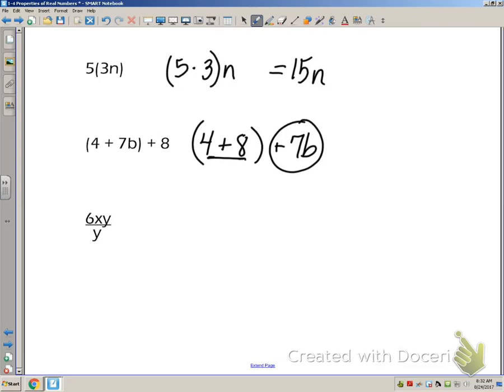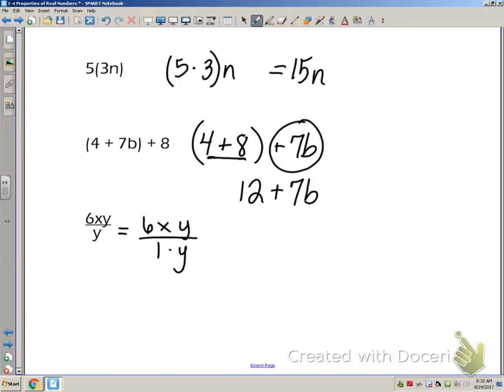So we can go ahead and say, what is 4 plus 8? Well, that is nothing more than 12. So now I have 12 plus 7b is an equivalent expression. Okay, let's look at the 6xy all divided by y. Well, we know that we can change the grouping a little bit. I'm just going to rewrite this as 6 times x times y over 1 times y.